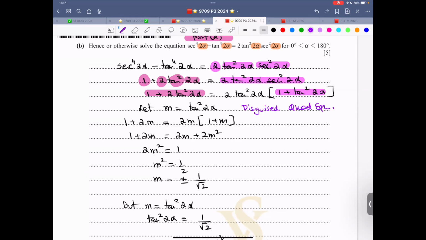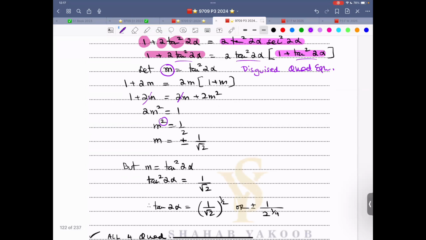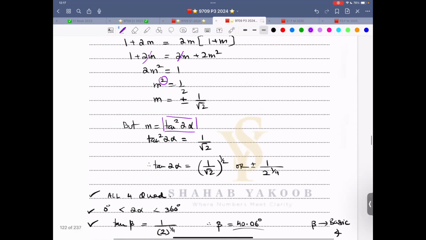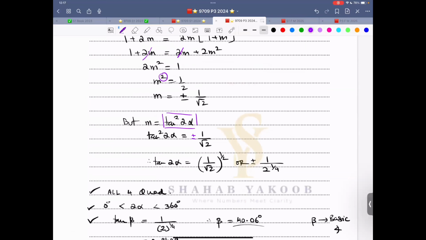And over here, tan square 2 alpha, tan square 2 alpha, tan square 2 alpha. So I'm writing this thing as m. And then in this equation, there were no m terms because the m cancels out. So the good thing is m square is half. Therefore, m is plus minus 1 over root 2. But m is tan square 2 alpha. So tan square 2 alpha is plus minus 1 over root 2.